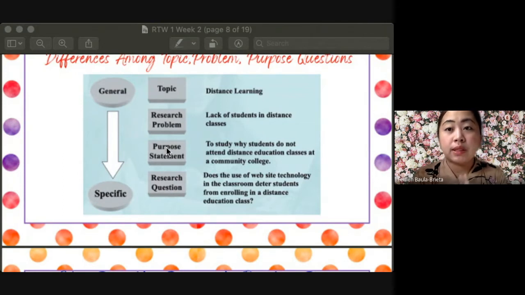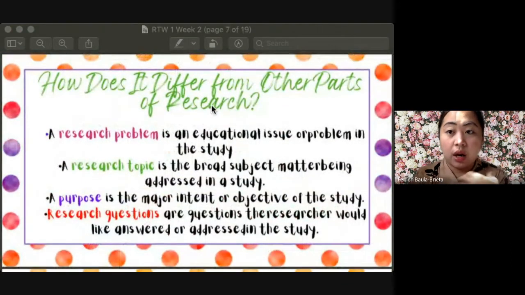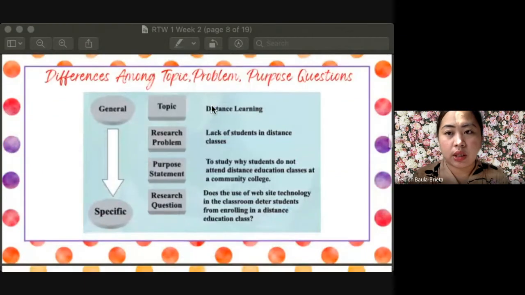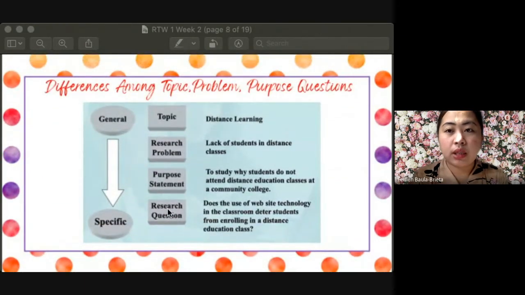And this purpose statement, you can measure this using research question. So research questions, as mentioned here, are the questions where the researchers would likely want to be answered or addressed in the study. So from the topic leading to the research question, it can be, does the use of website technology in the classroom deter students from enrolling in the distance education class?